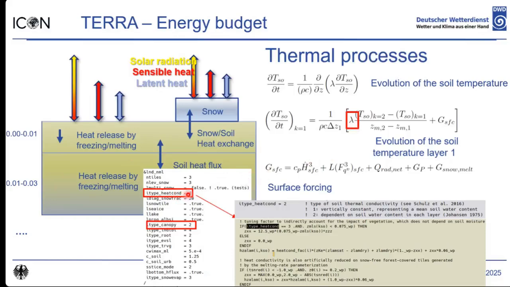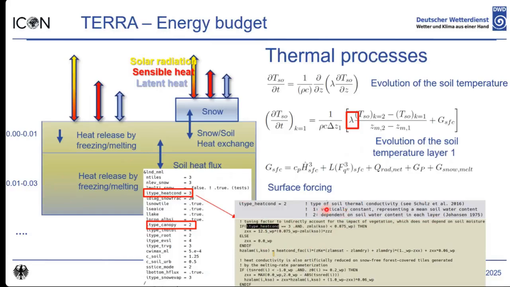Equal to 2 means that this conductivity depends on the soil water content. The wet soil has a very high conductivity for temperature and also for soil water, by the way, and the dry soil has a very low one. And this is treated if you choose here the number 2. Number 3 instead is described here a bit. Here's a piece of the source code of Terra, which explains also the 3.